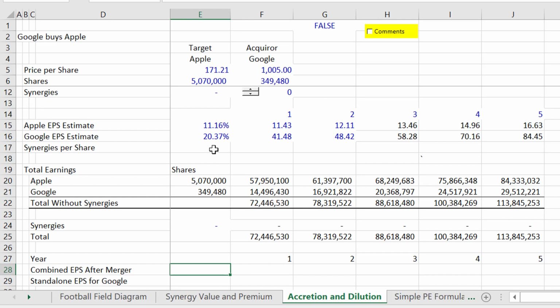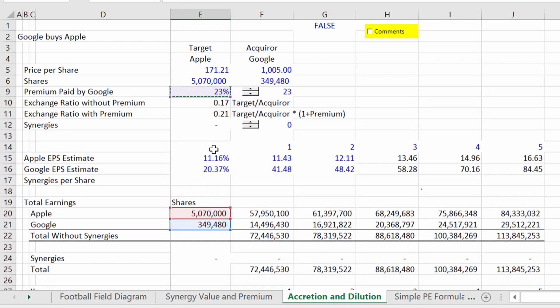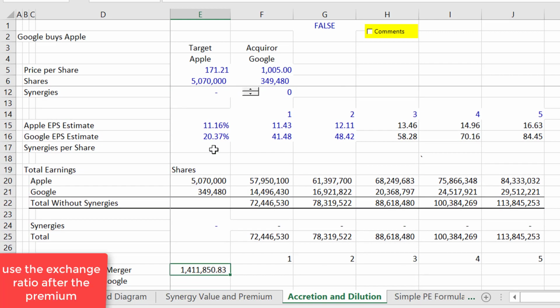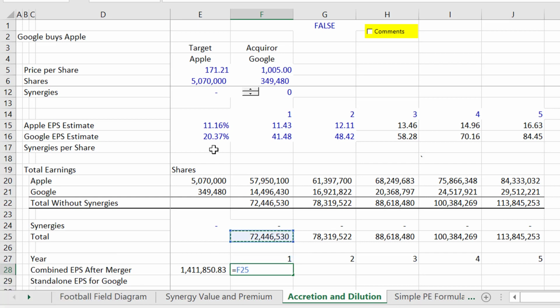Now the total amount of shares that we have after the merger would be the total amount of Google shares plus the total amount of Apple shares times this exchange ratio. Okay, so we have to issue, it's like issuing a whole bunch more equity. So we get this total earnings. All I did is add the earnings up, and I divide that by the number of shares, and whoa, we get an accretion, but that accretion goes away at the very last year.